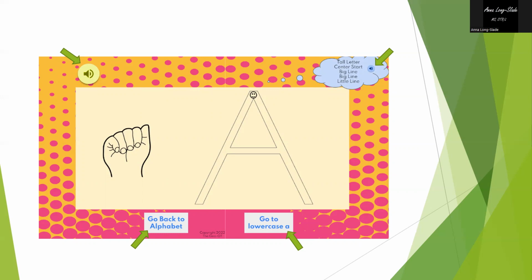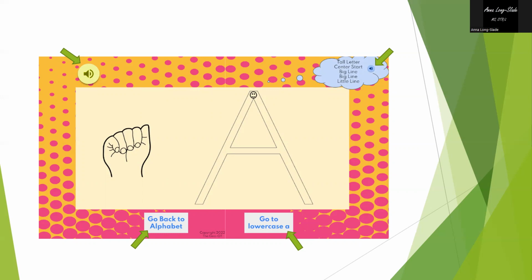So it's going through the letter name, the letter sound, and a word using that letter, the ASL sign. And on the upper right hand corner you have a thought bubble to help prompt how do we form this letter when we are writing it. And there's an audio button that can be pressed to where you can listen to the instructions. Tells you the size of the letter and where to start. The happy face indicates where to start the pencil when you are forming this letter.